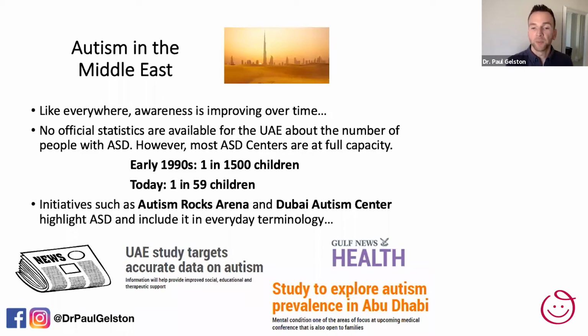So, for example, the Dubai Autism Centre was funded by the government here. Autism Rocks Arena, although it's an entertainment venue, even the name like that really highlights the word autism to people, and it includes it in everyday terminology, which I think is a helpful step in the right direction.